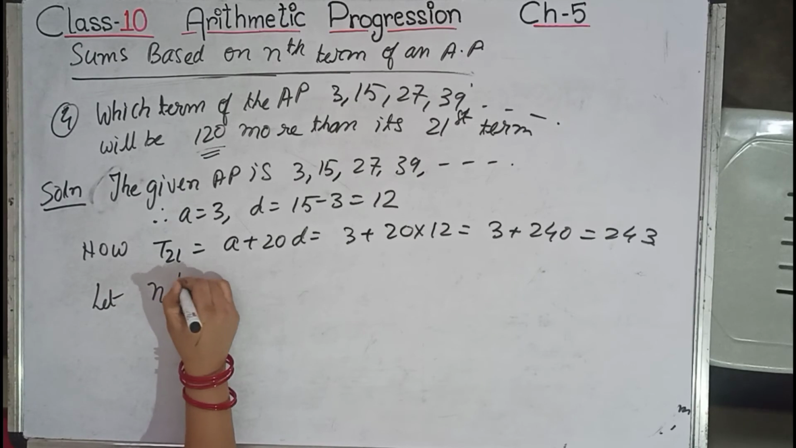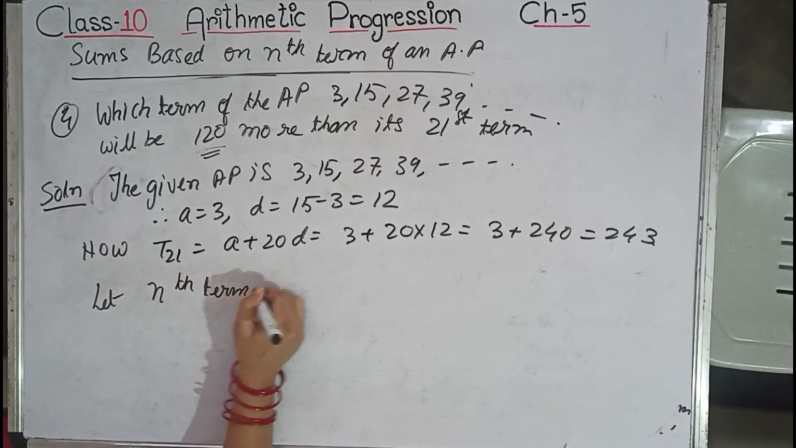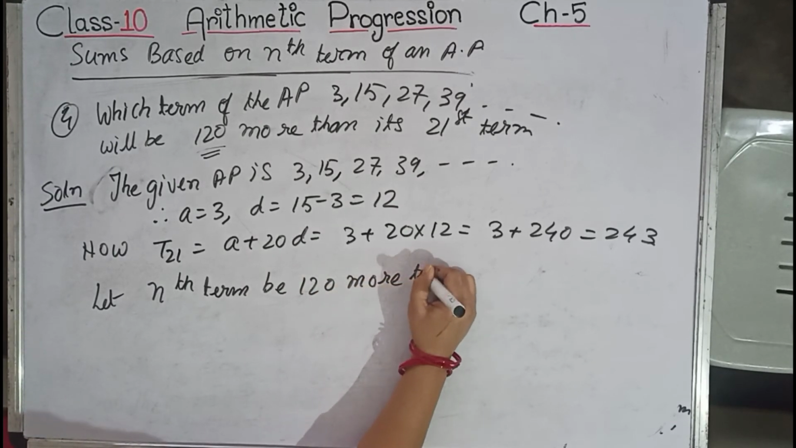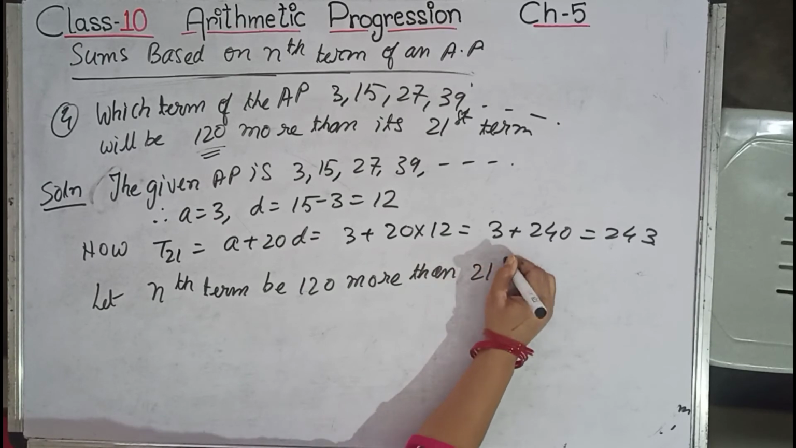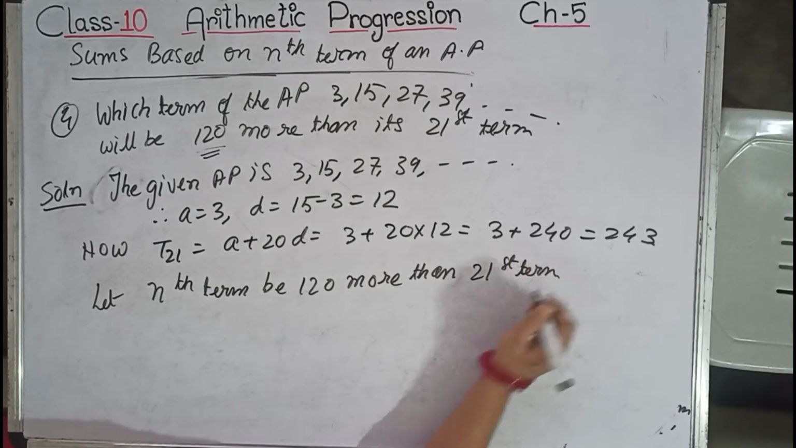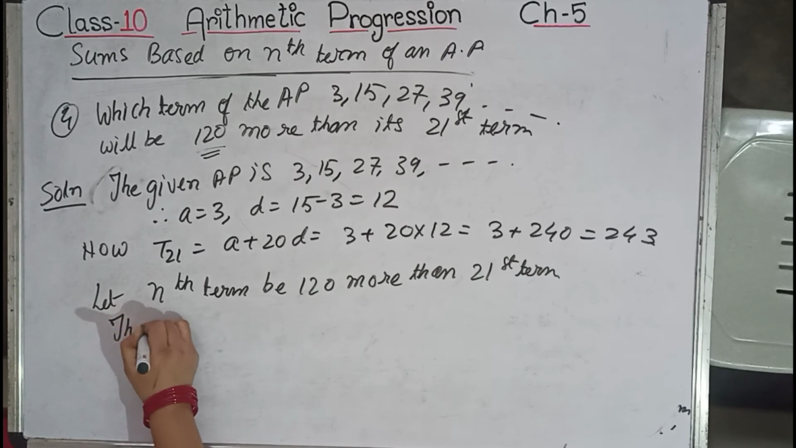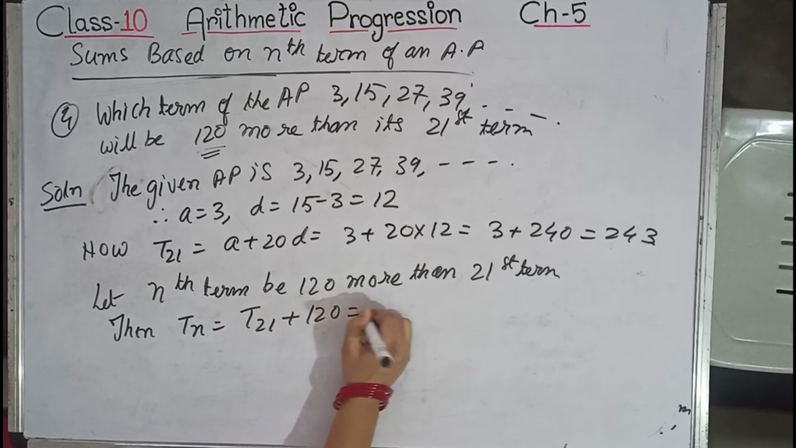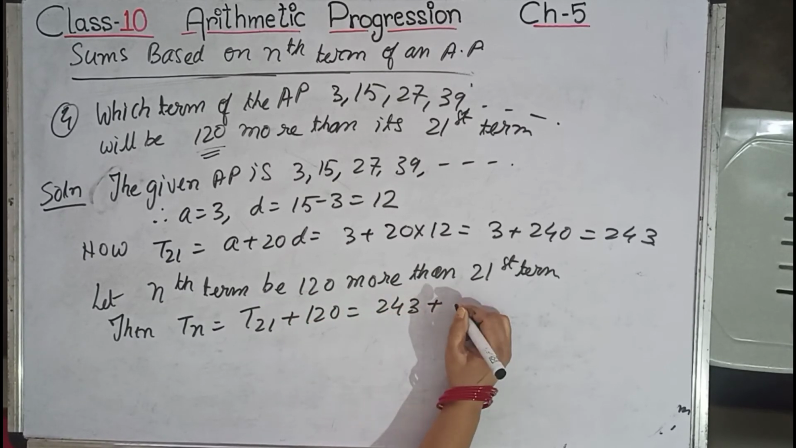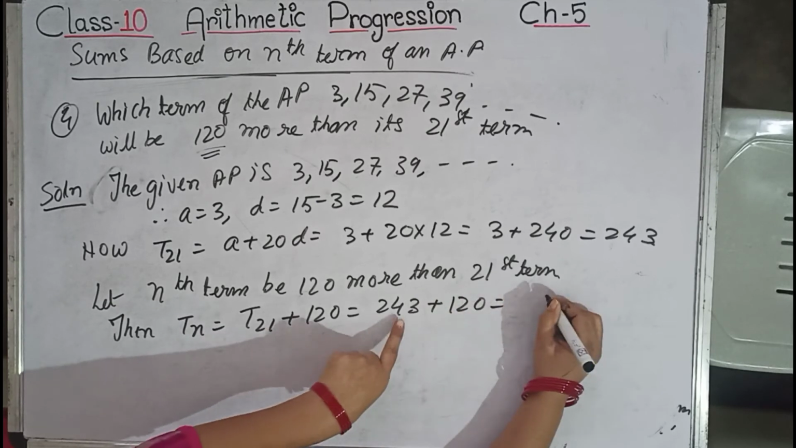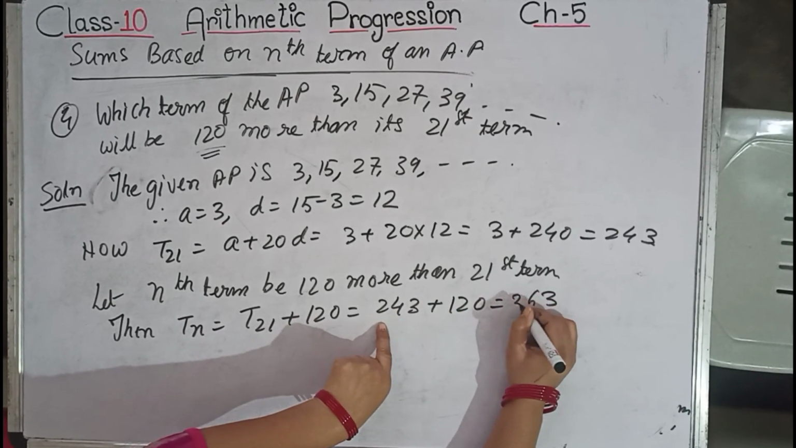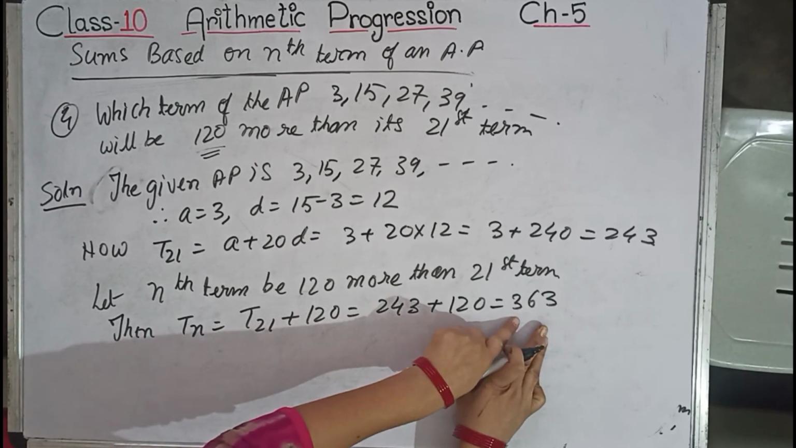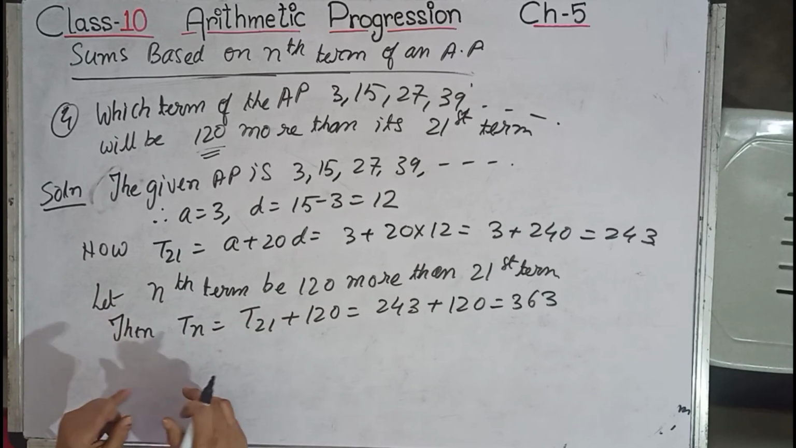Let the nth term be 120 more than the 21st term. Then Tn equals T21 plus 120 equals 243 plus 120 equals 363. So nth term is 363. Now which term? This n value we have to find.